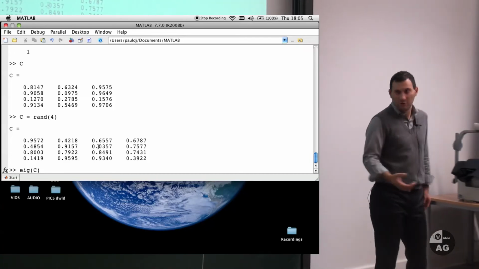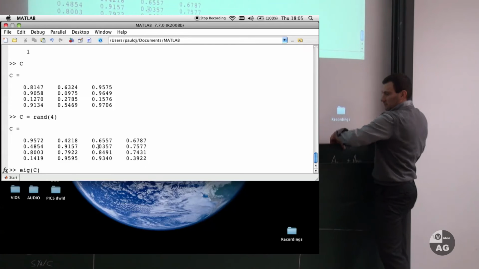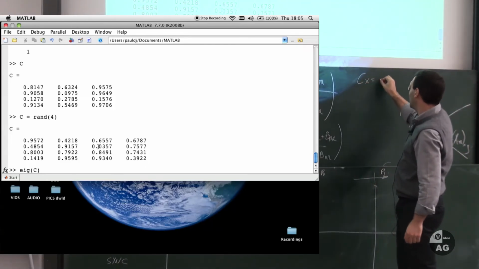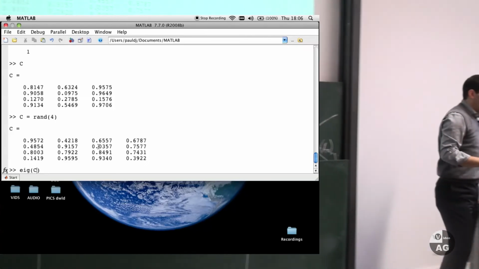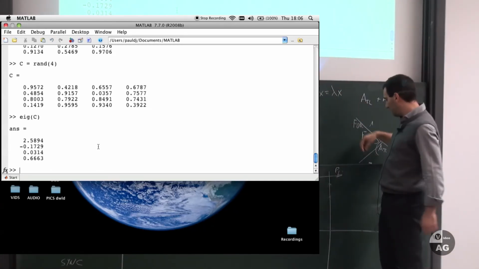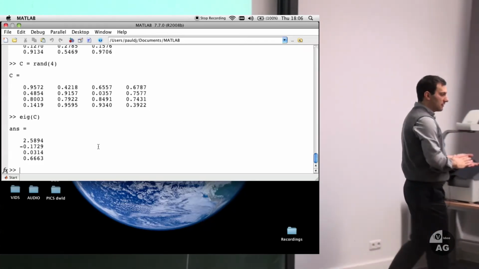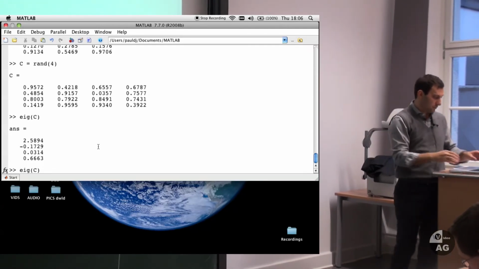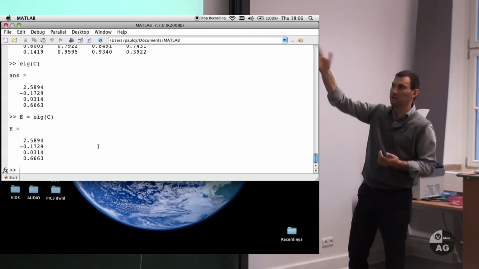For those of you who don't know what eigenvalues and eigenvectors are, it doesn't matter. I just show you. Matlab will solve this problem, Cx equals lambda x. Okay? That's what it's going to do. And it spits out the eigenvalues. So it's telling me the lambdas. Okay. So far, so good. If I want to assign this output to a variable, I can simply say eigenvalues equal, and now my E contains that. Okay?